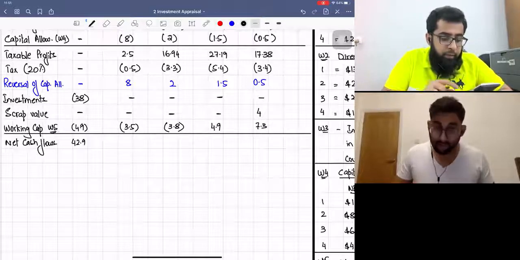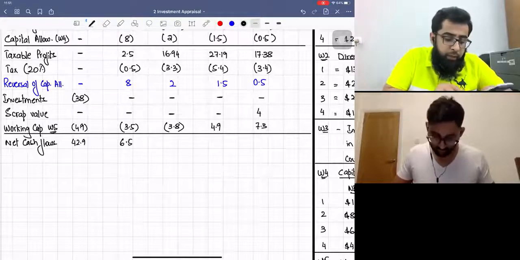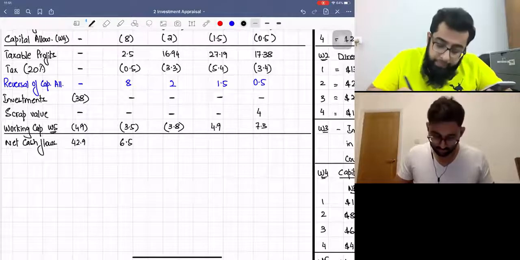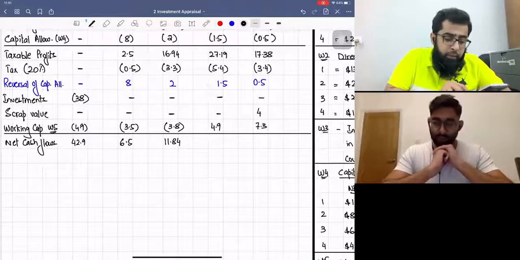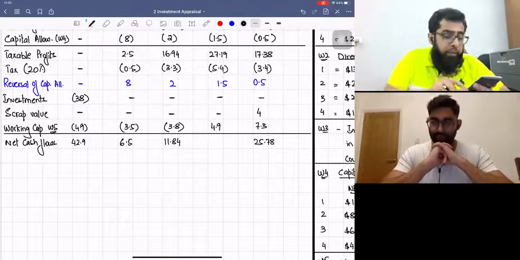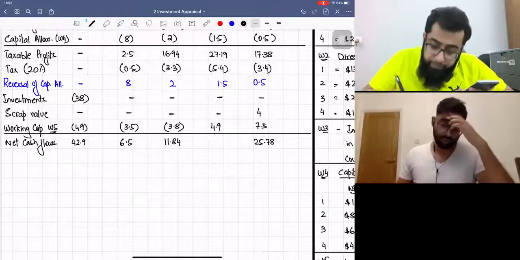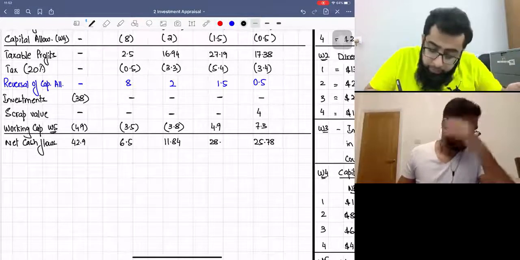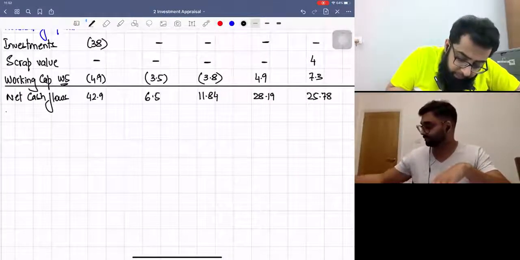I'll start from the end. 6.5, 16.94 minus 3.3 plus 2 minus 3.8 is 11.84. Last one, 25.78. 27.19 minus 5.4 plus 4.5 plus 4.9 is 28.19. So now let's put up the discount factors.